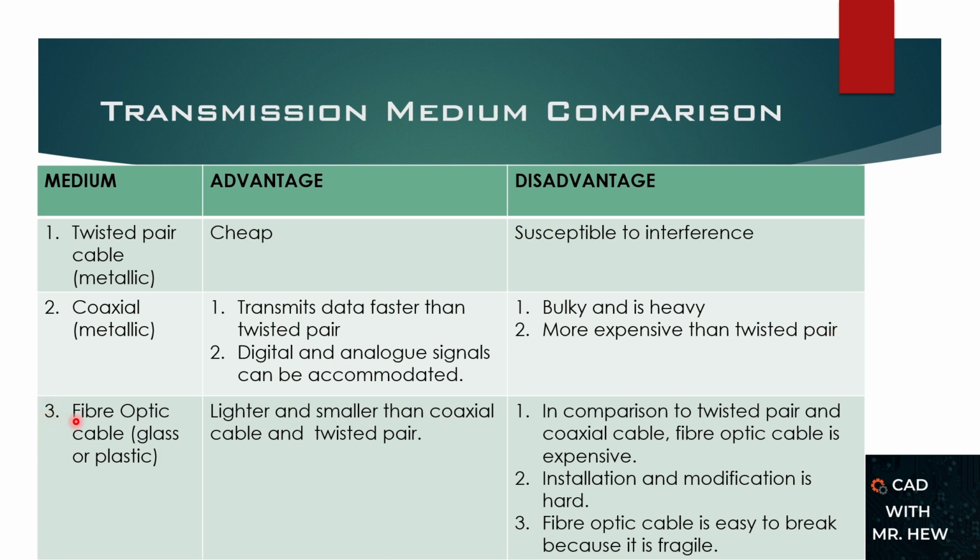The third transmission medium that we're looking at is the fiber optic cable. The advantage of this cable is that it is lighter and smaller than the coaxial cable and the twisted pair cable. The disadvantage of the fiber optic cable is that it is expensive when compared to the twisted pair cable and the coaxial cable. Another disadvantage is that installation and modification is hard. The third disadvantage is that it is fragile and therefore easy to break.